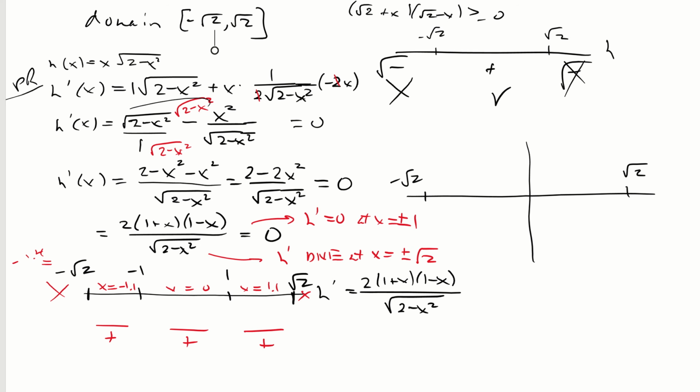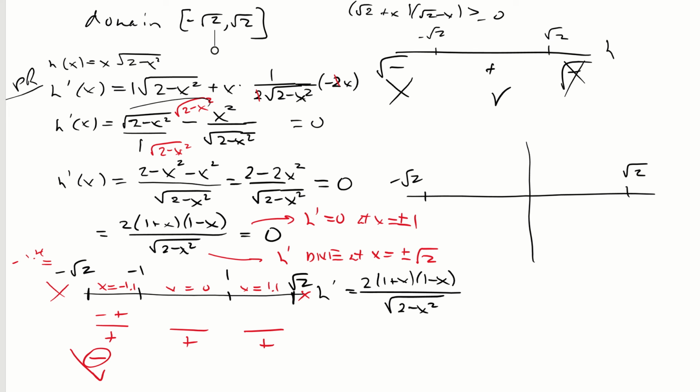But upstairs, when you plug in, say, a negative 1.1, we get a negative and a positive. So we get a negative and a positive. The net result is negative, and so it is decreasing, right? It's decreasing there.